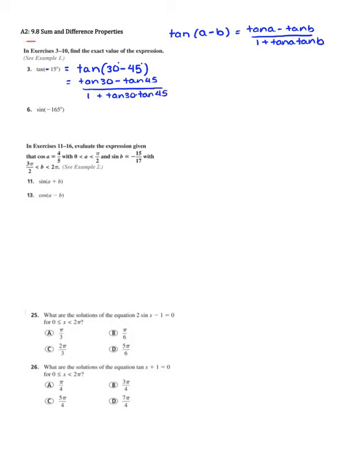Then we look at your unit circle, and you should see that the tangent of 30 is going to be 1 over rad 3. Remember, it's the opposite over the adjacent, so the y value divided by the x value. Tangent of 45, since at 45 your x and y are the same, will be 1, and then this becomes 1 plus 1 over rad 3 times 1.